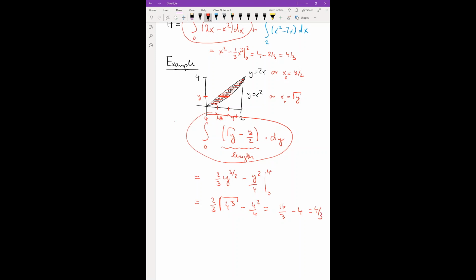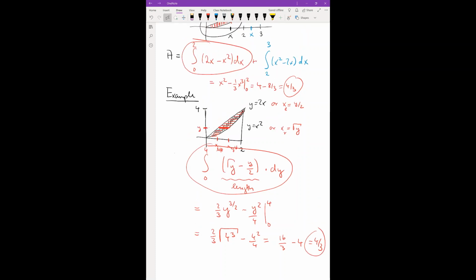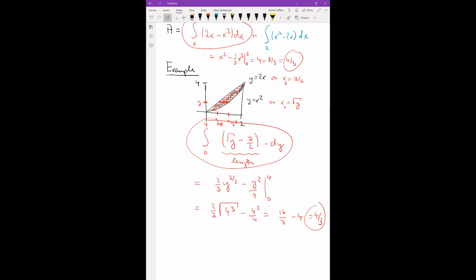So yes, both integrals, although they look entirely different, describe the same geometric object, namely the area between the two curves, so they give the same value. And that concludes the lecture on areas between two curves.